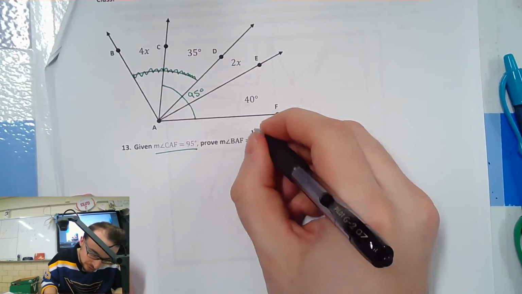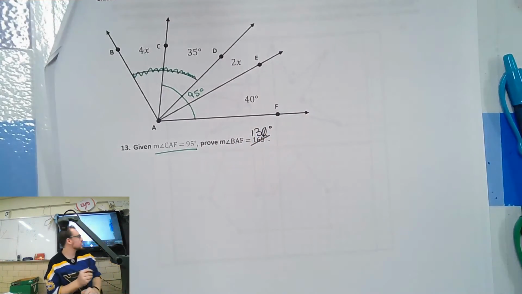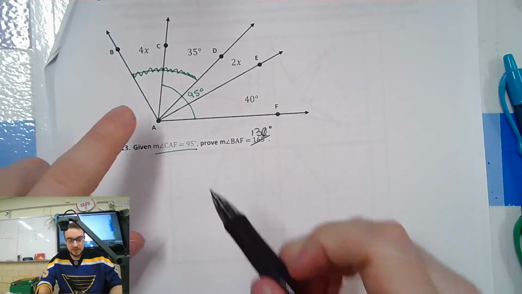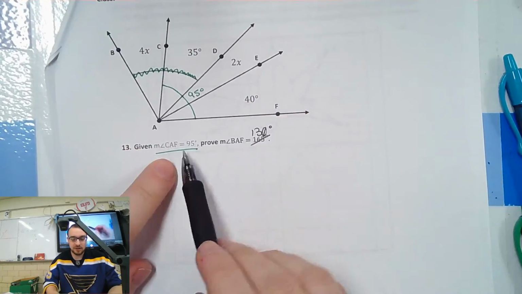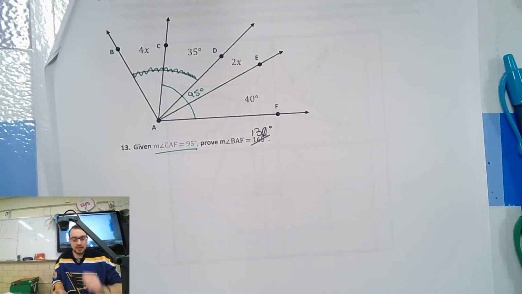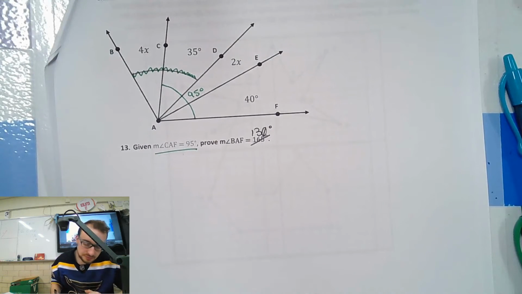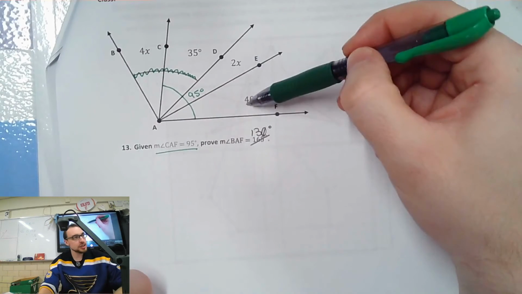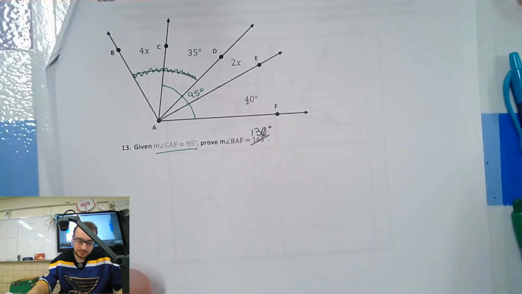Change this to 130. I'm sorry, I rewrote the problem and forgot to change those little bits. So this is what they're talking about. That's CAF, right? And this is 130 in total. So here's what we're going to do. First things first, I know these three angles should add up to 95, so I'm going to write that.